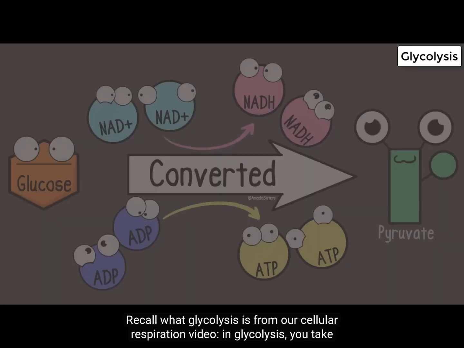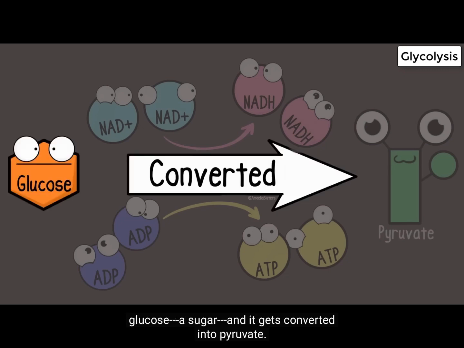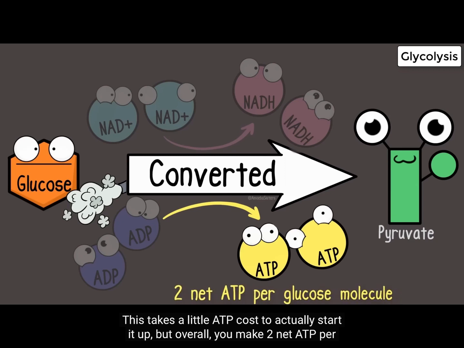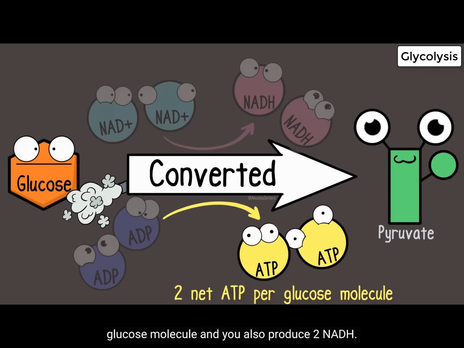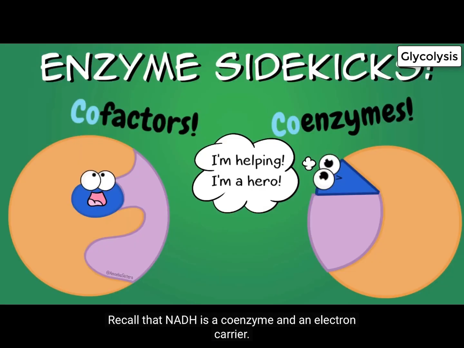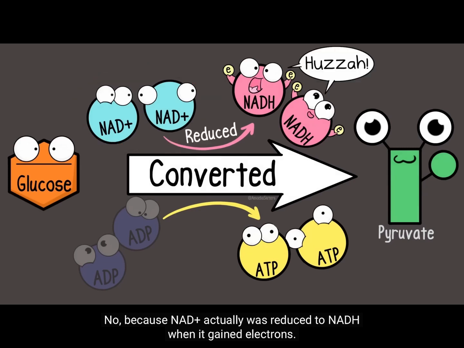Okay, so recall what glycolysis is from our cellular respiration video. In glycolysis, you take glucose, a sugar, and it gets converted into pyruvate. This takes a little ATP cost to actually start it up, but overall, per glucose, you make 2 net ATP molecules, and you also produce 2 NADH. Recall that NADH is a coenzyme and an electron carrier. We also need to mention that NADH didn't just poof appear as a product. No, because NAD+ actually was reduced to NADH when it gained electrons.